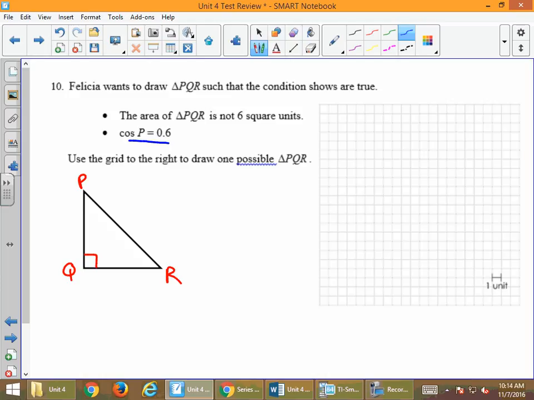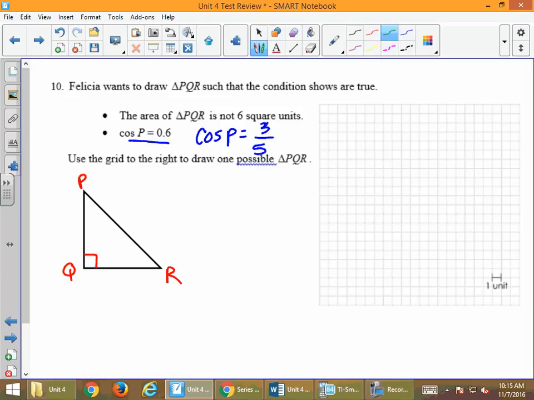Calculator. 0.6, math, enter, enter. You have a graphing calculator. And what fraction does it give you? And what do you get? 3/5. That's really the ratio of those sides is 3/5.